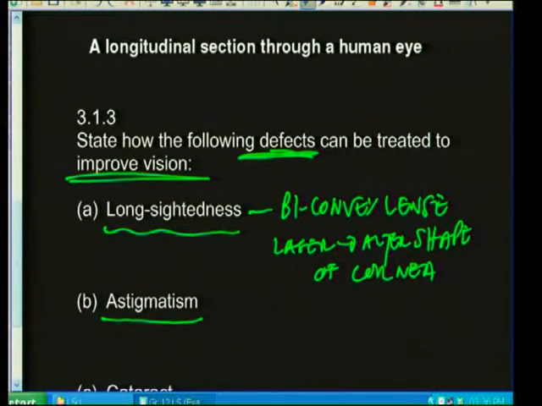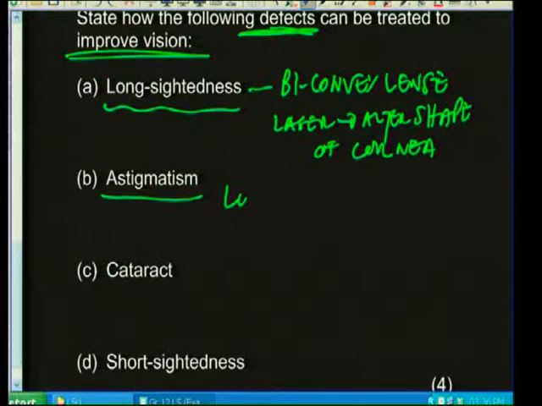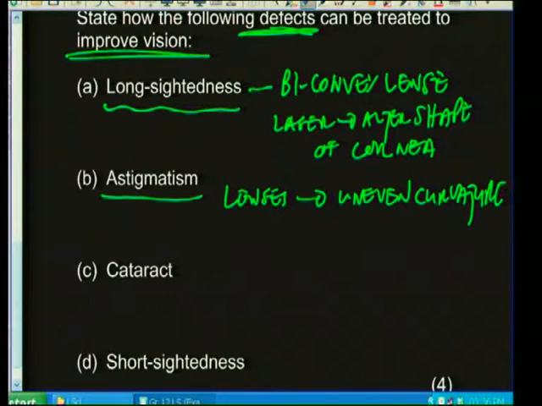Astigmatism. What's the problem with astigmatism? At different points the cornea is curved differently. So depending where the image is coming through, you're going to have a problem. Here it's curved for long, here it's curved for short, and so on. So it's an unequal curvature of the cornea. So how do we fix that? We must provide lenses with uneven curvature. The lens must be unevenly curved according to your eye requirements.